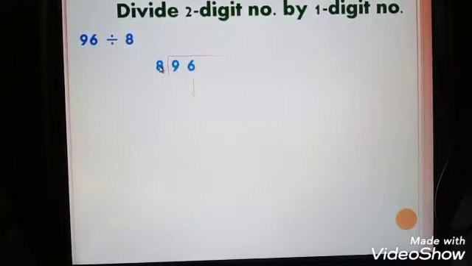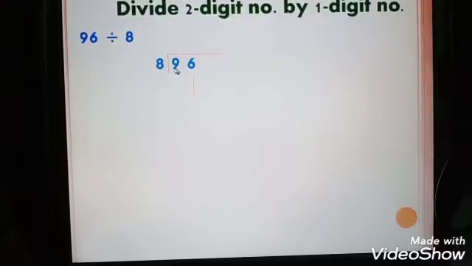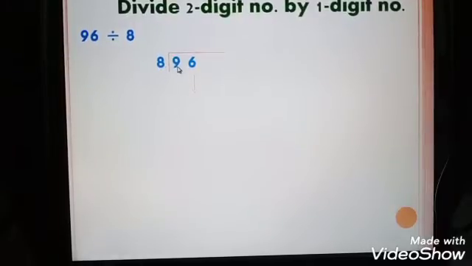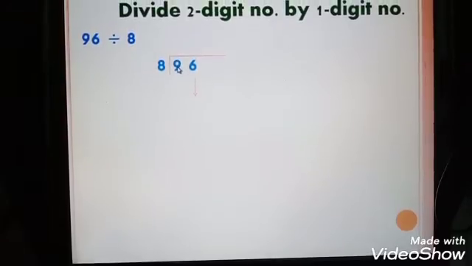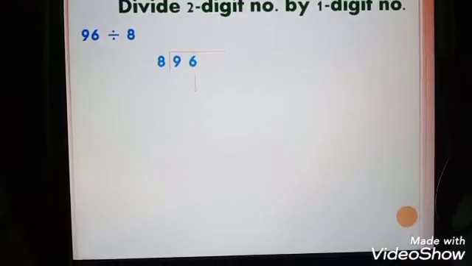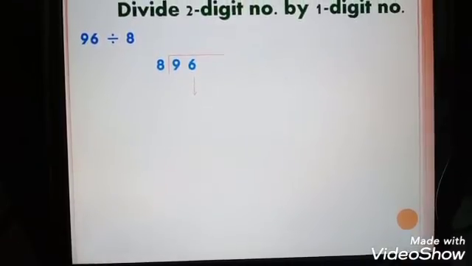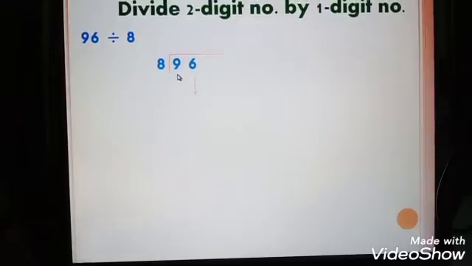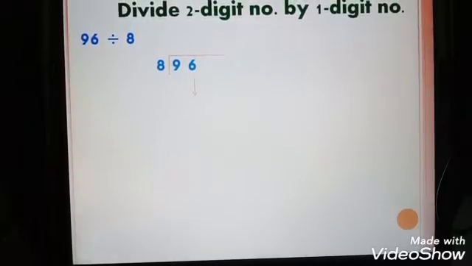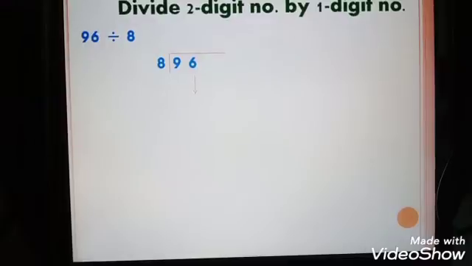So here 8 is the divisor, which is one digit. So here also we'll take one digit to divide. In the table of 8, 9 will not come. Earlier when we were dividing, you were getting the number which was there. But here you can see in the table of 8, 9 will not come. So what will we do? We will say the table and see the number which is smaller than 9.